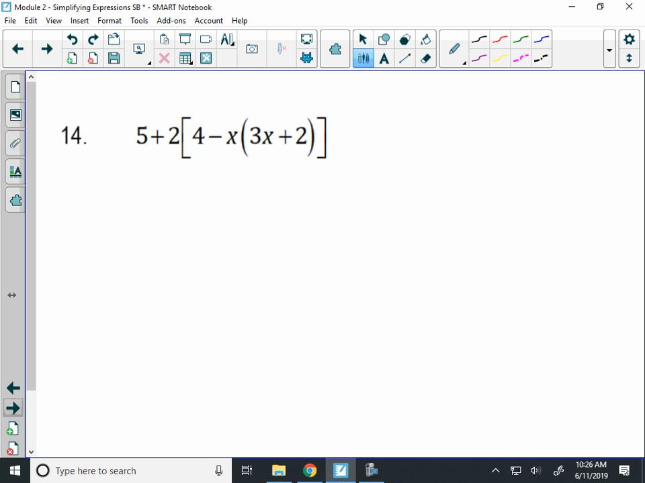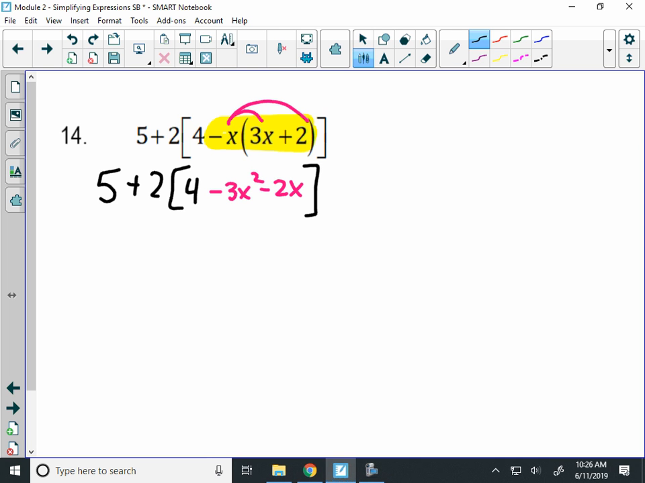Few more. Okay, the innermost part here is distributing the -x. So when I do that, first I'll have -3x squared minus 2x. I build up everything that I had originally around it. And I'm going to distribute the 2 next. So I'm going to distribute the 2 to all 3 terms. The 5 out in front stays the same. Then I have plus 8 minus 6x squared minus 4x.